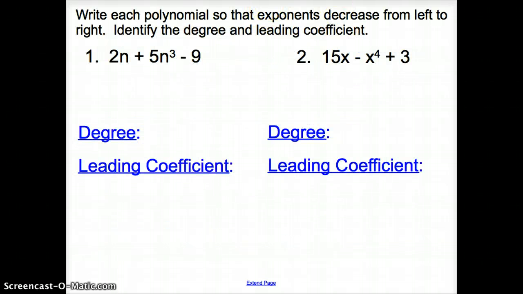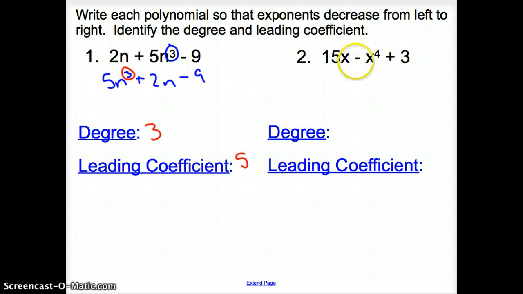So now let's go ahead and write each polynomial so that the exponents decrease from left to right, and we're going to identify the leading coefficient and the degree. So let's first go ahead and write the polynomial so the exponents decrease from left to right. So what is the highest exponent here? Here is 5n to the 3rd, so I'm going to put that first because it is the highest exponent. Then what comes second is the positive 2n, and then minus 9. So my degree is 3. And what is the leading coefficient? What is the number in front of the variable here? It is 5.